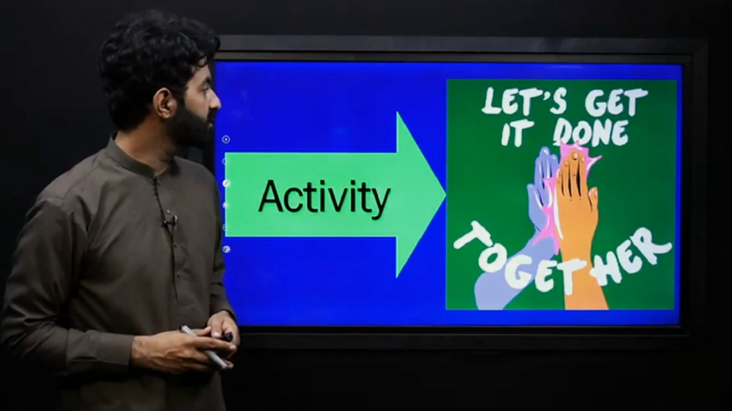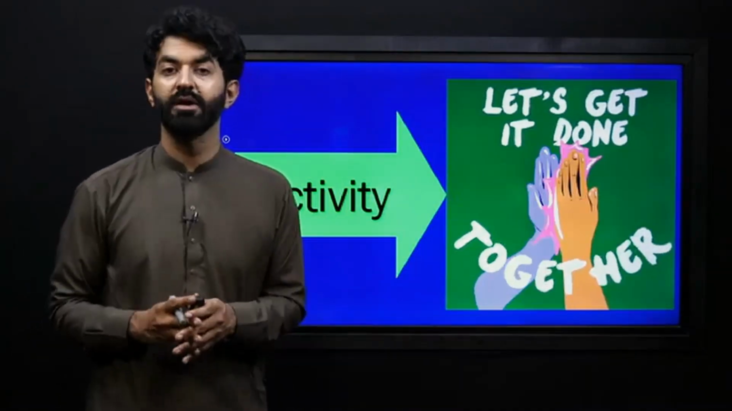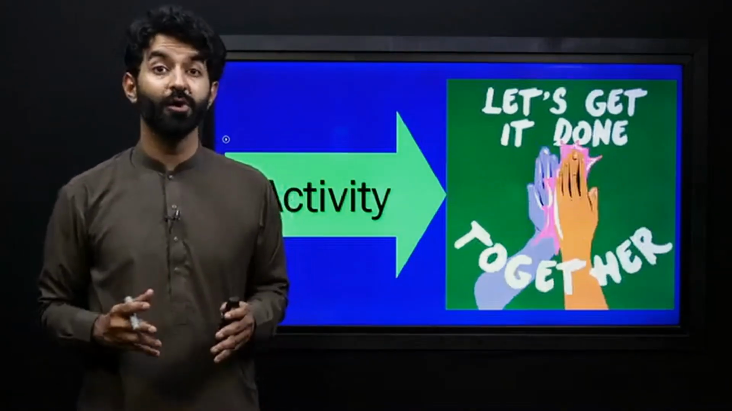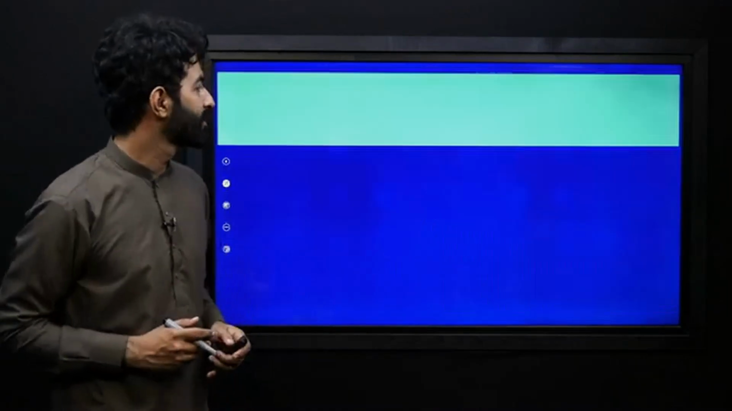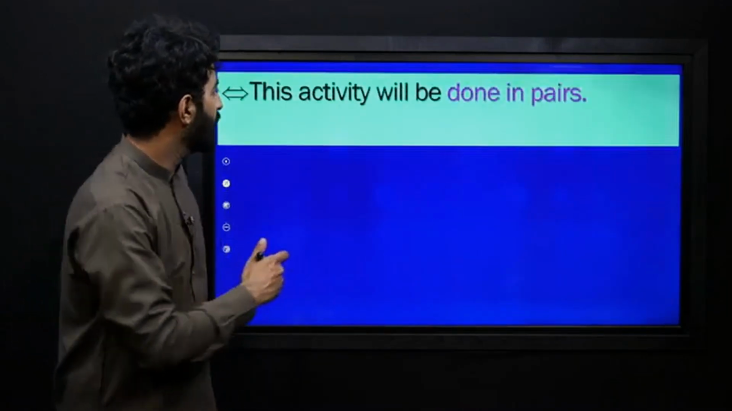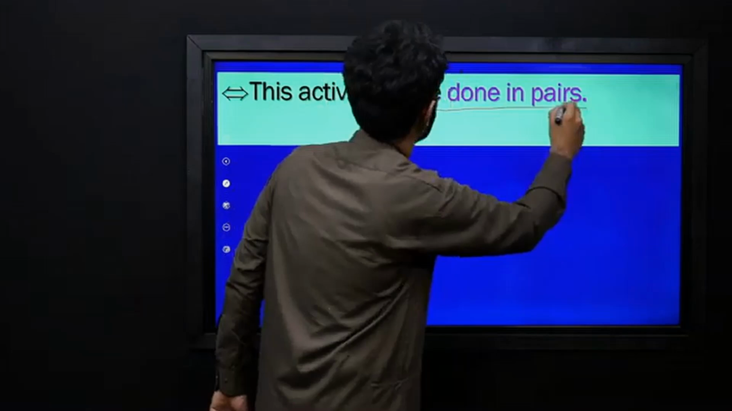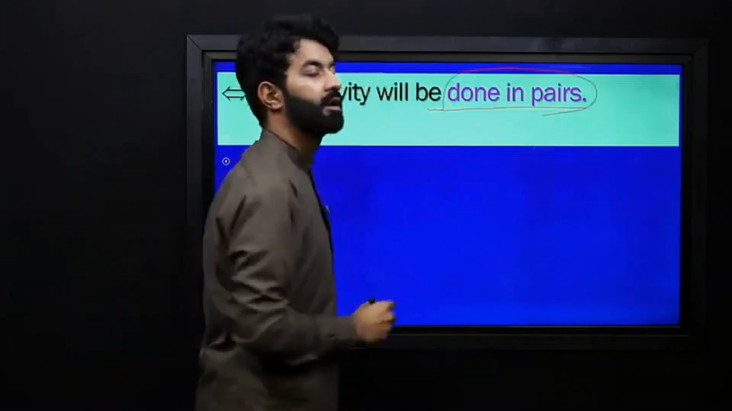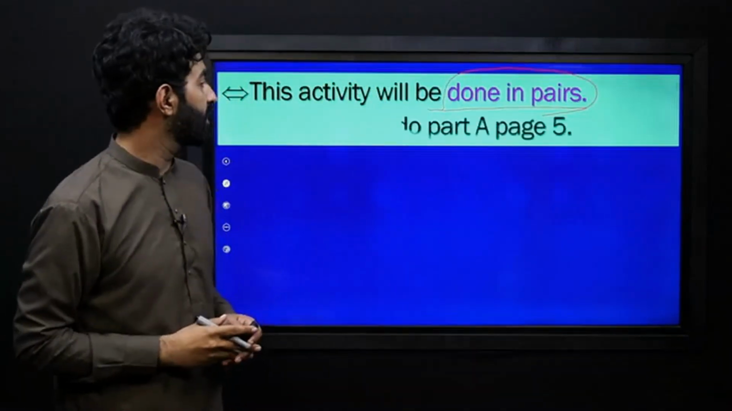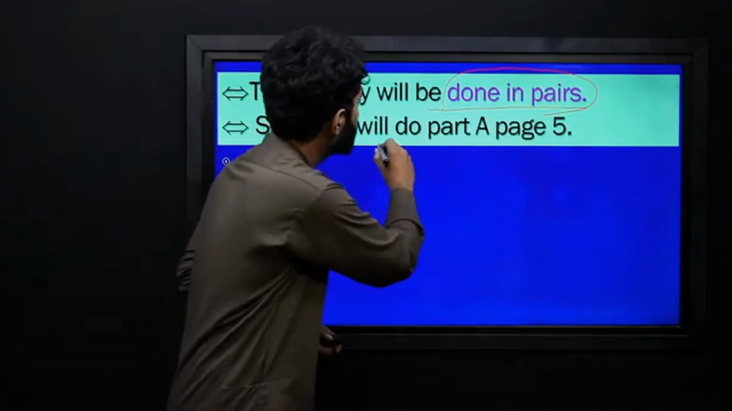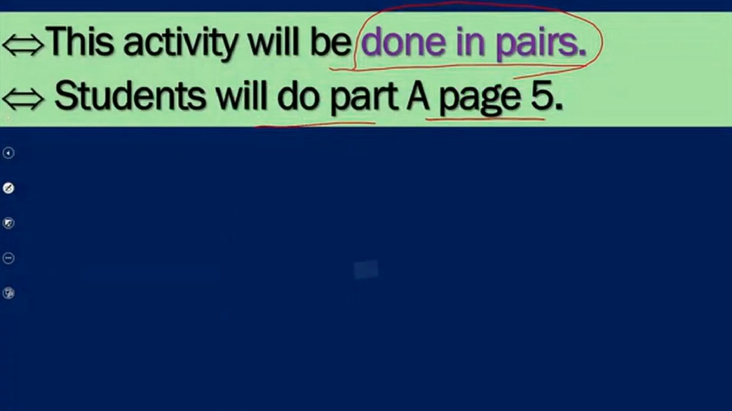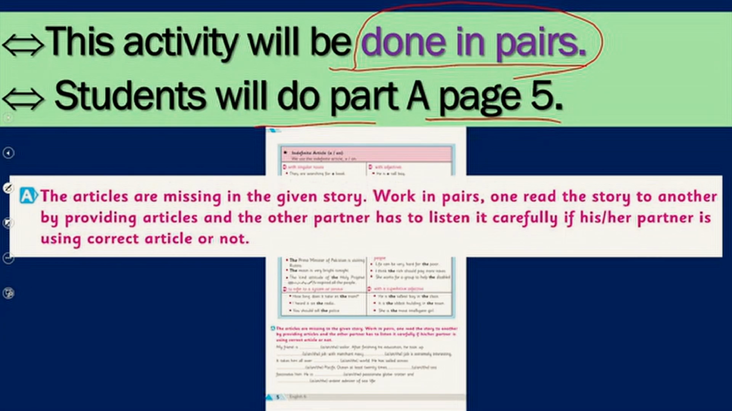Now, my dear learners, let's get started for an interesting activity. I hope you're excited for it. Now we have a group activity. This will be done in pairs. You will make your groups and then students will do part A, page 5 from the book.